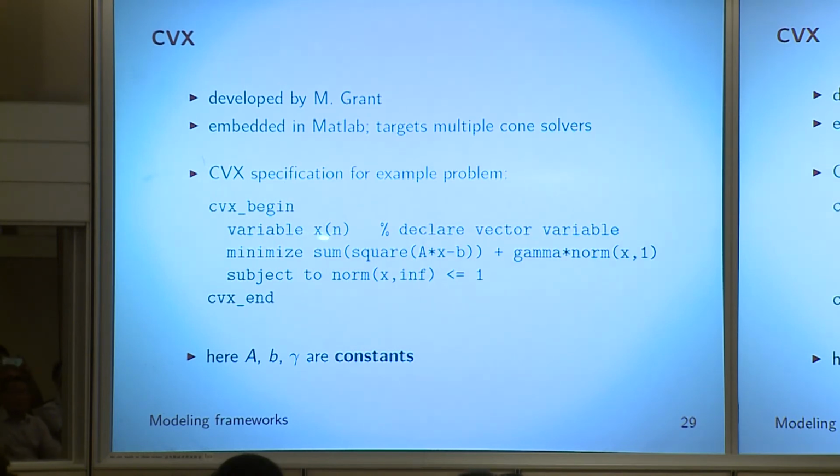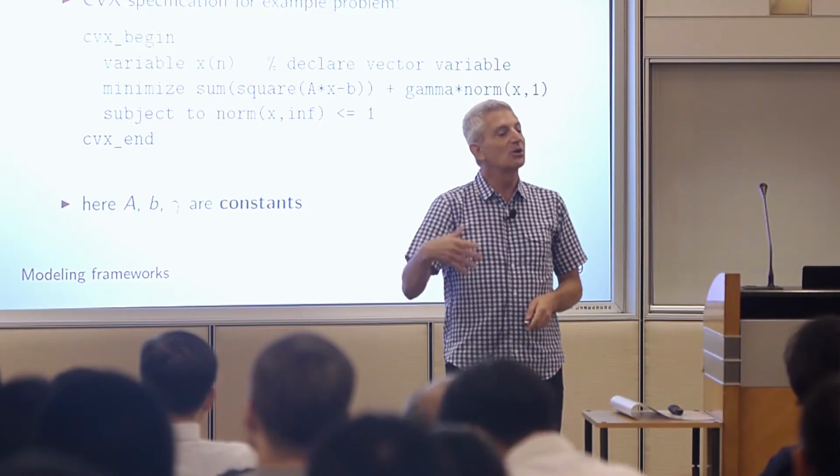Then this declares x to be an object. It's a variable of size n. This has no numeric value. If I type x at this point interactively, it'll say it's an optimization variable. It does not have a numeric value. Then I form this. It says minimize the sum of the square of this thing. When you hit CVX end, it will parse all of this, make the parse tree, and convert it to a cone program.